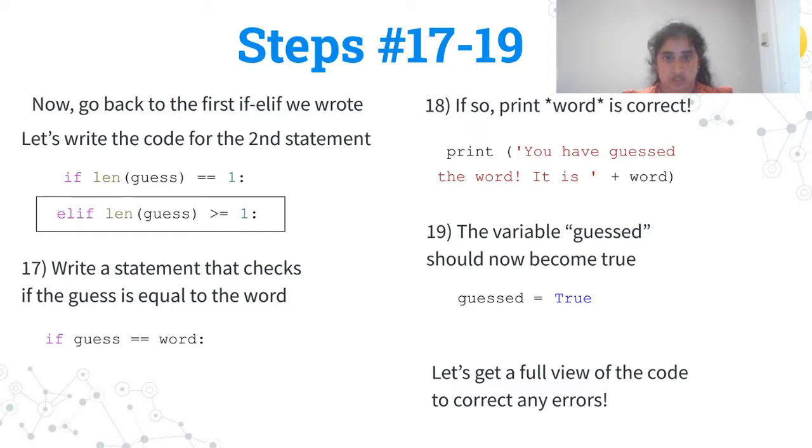This is what your answer should look like. It should say print, and in parentheses, you have guessed the word. It is, plus the variable word. Your code may not look exactly like this, but it should be fairly similar. For step 19, the variable guessed should now become True. I'll give you a few seconds to work on this, but you can pause the video if you need more time.